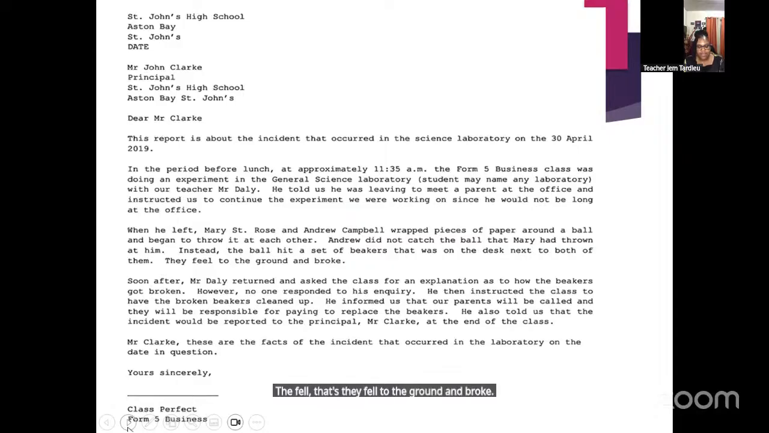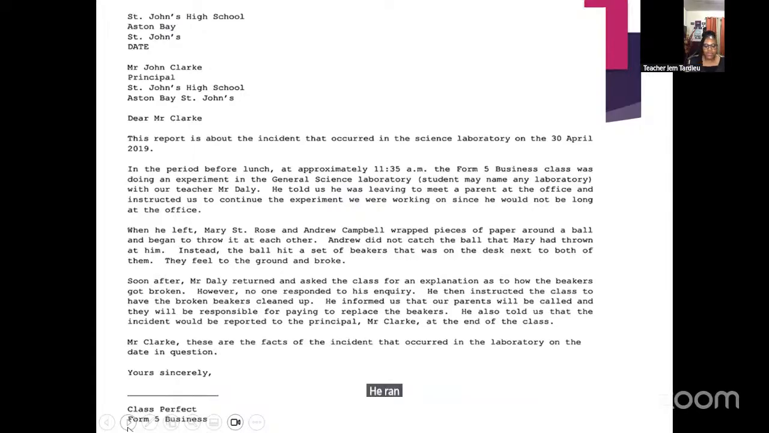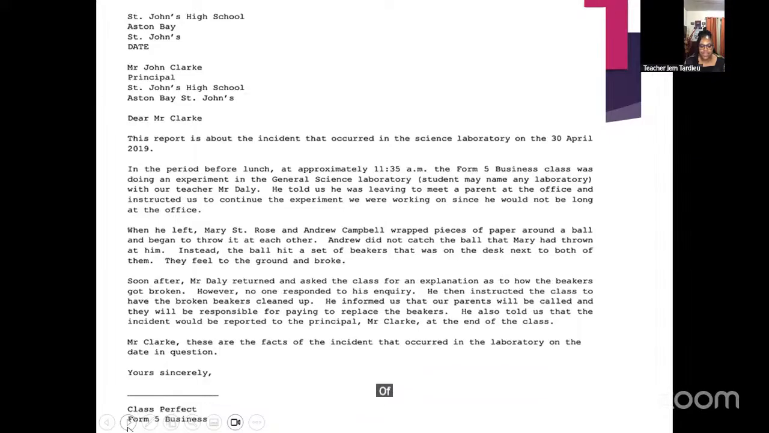Soon after, Mr. Daly returned and asked the class for an explanation as to how the beakers got broken. However, no one responded to his inquiry. He then instructed the class to have the broken beakers cleaned up. He informed us that our parents will be called and they will be responsible for paying to replace the beakers. He also told us that the incident would be reported to the principal, Mr. Clark, at the end of the class. Mr. Clark, these are the facts of the incident that occurred in the laboratory on the date in question.